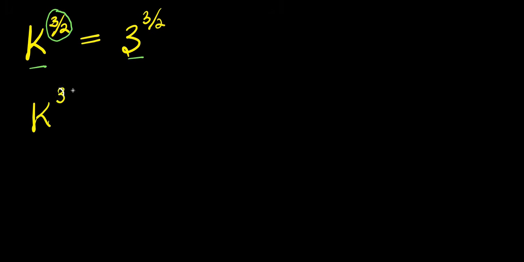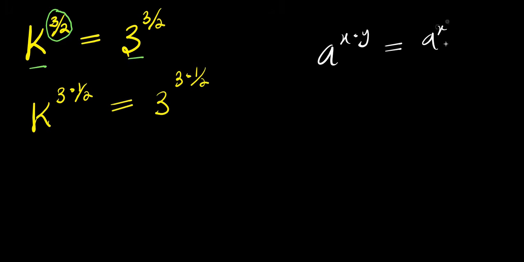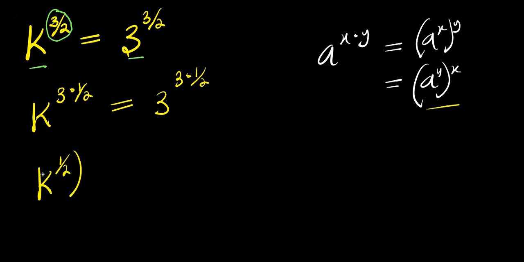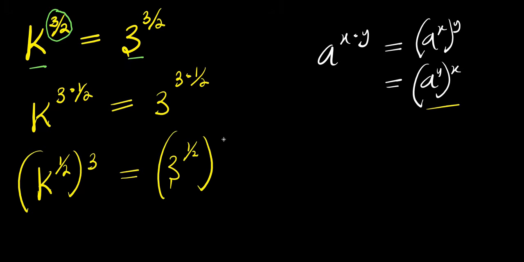This is k power, we have 3 times 1 over 2. We do the same thing here, we have 3 power, this is 3 times 1 over 2. If you have a power x times y, this is a power x to the power of y, and this is a power y to the power of x. So applying that here, k power 1 over 2 to the power of 3 equals 3 power 1 over 2 to the power of 3.